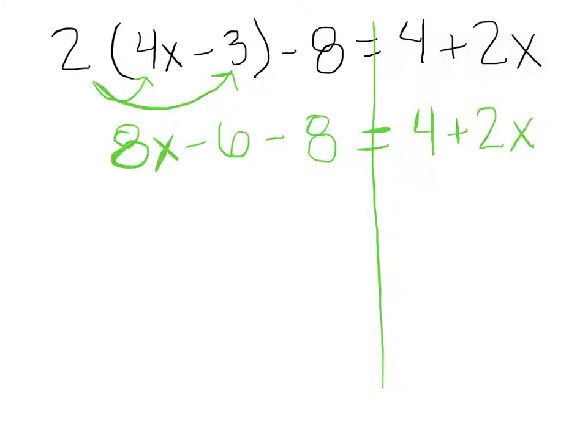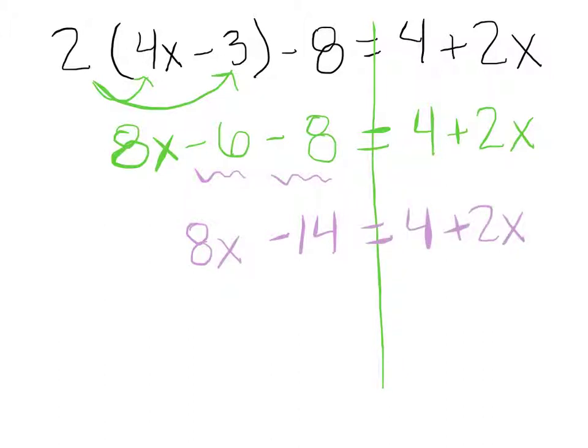Now let's look at that left-hand side again. It's still pretty messy. I have minus 6 and minus 8. Well, let's combine those because they're like terms. They're just numbers. So negative 6 minus 8 is negative 14. So I have 8x minus 14 on this side equals 4 plus 2x on that side. Now, all of our distribution is done. All of our combining like terms is done.